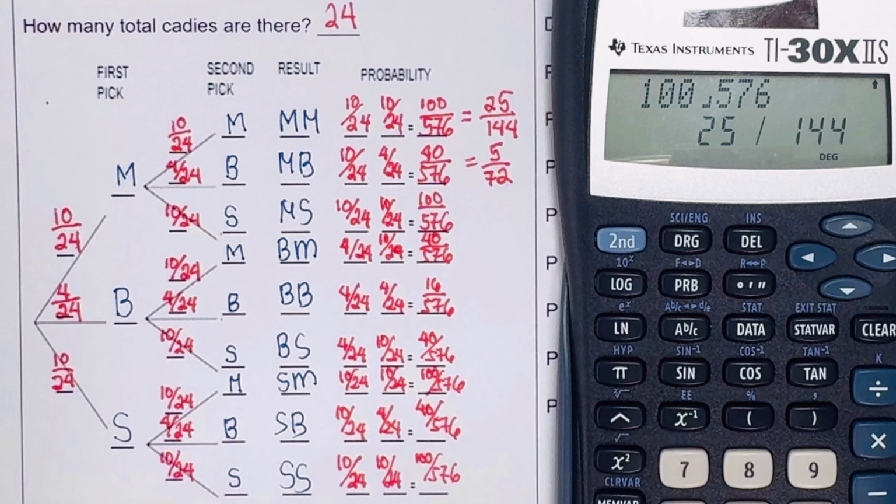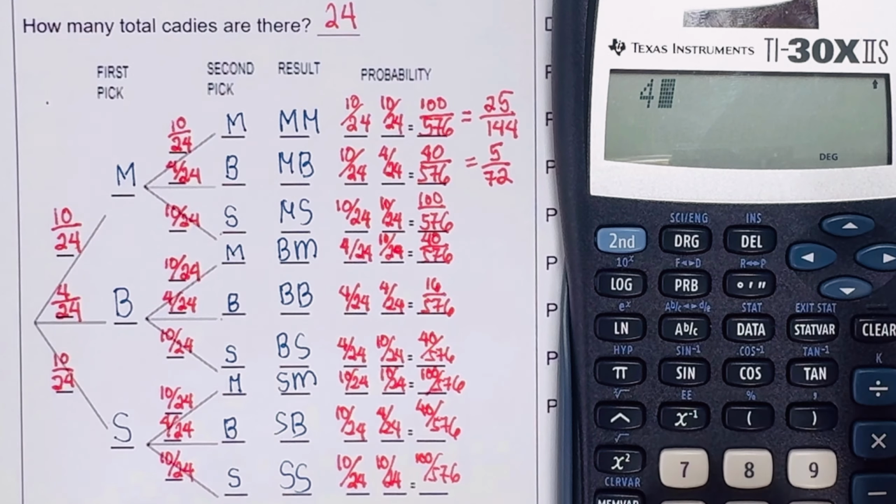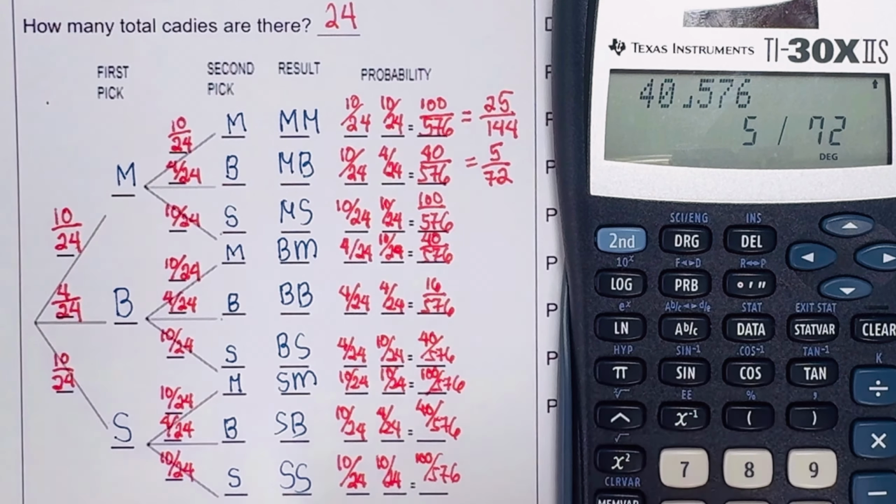Next, we have 40 over 576. And then if you hit this, it's going to give us the lowest form. So that is 5 over 72. And then we do the same thing.